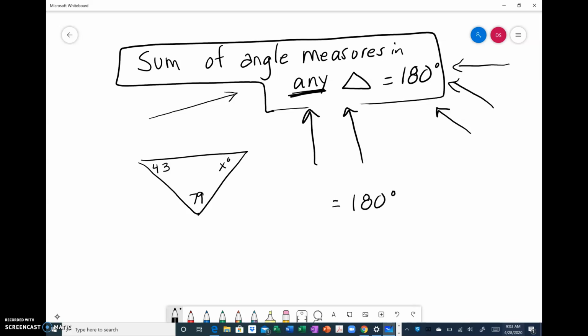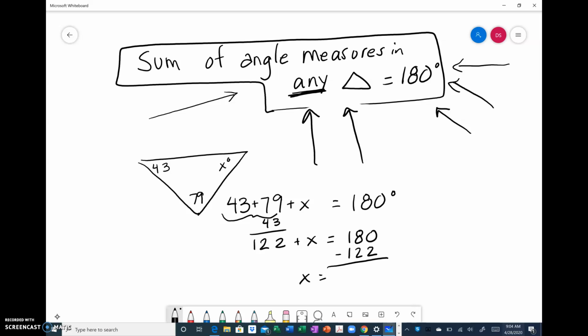So all I have to do is add these 3 together. 43 plus 79 plus x. When I combine like terms, I get, I don't know this one off the top of my head, so do a little math here. 122 plus x is 180. Subtract 122 from 180 and should get 58 degrees for the measure of the x angle. Okay?